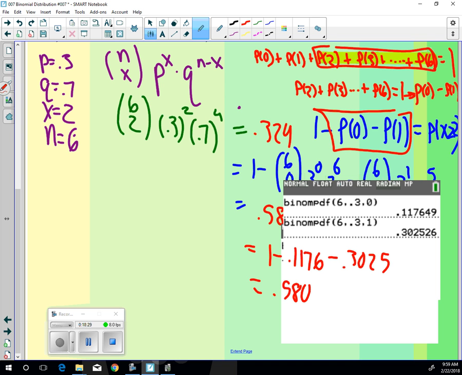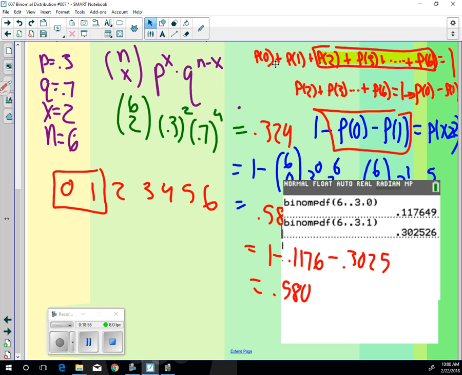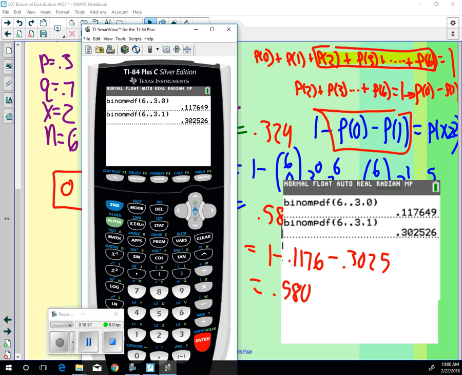1 minus P0, P1 will give me 2 to 6. So just go like this: 0, 1, 2, 3, 4, 5, 6. If I am stuck in my calculator with the number I put in being the last one I reduce, I want to reduce by these two, 1 minus this to get these. Is that all right? Some people have trouble with that. Some people don't.